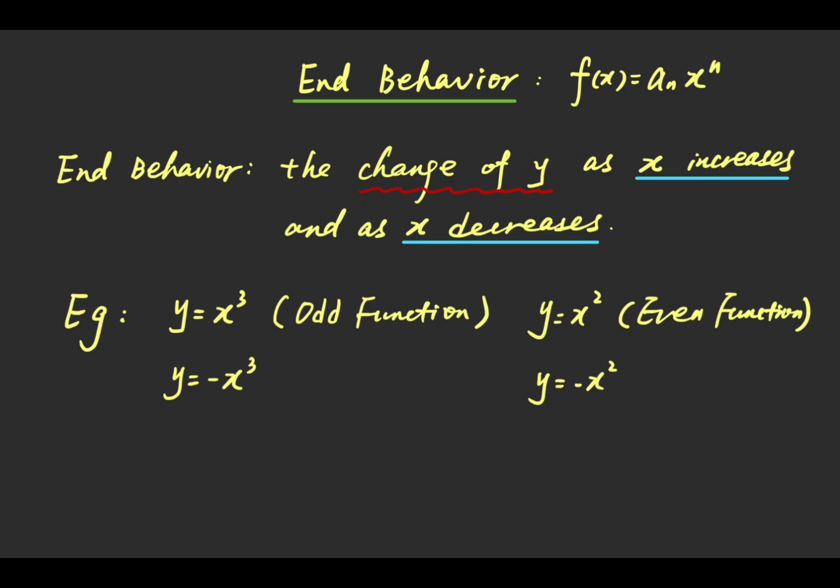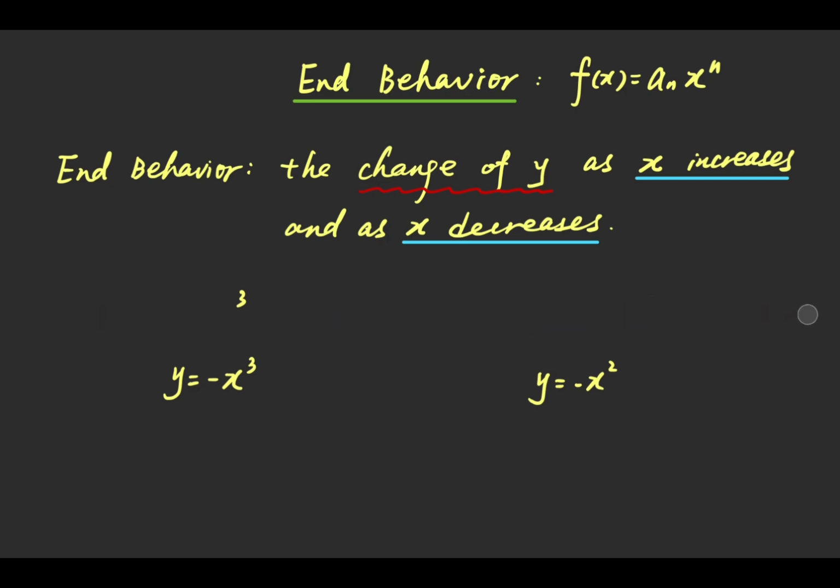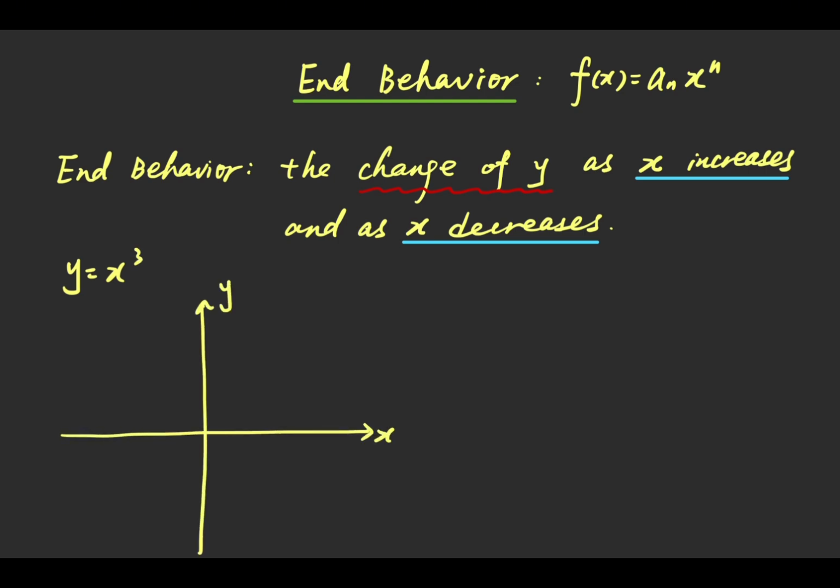All right? For the power function, the end behavior discussion is simple. For example, this is the cubic function, this is the quadratic function. This function, you know, its graph should be like this. In the Cartesian plane, the graph should be like this. You can use several key points to locate this graph. We say this graph is located in quadrant 1 and quadrant 3.